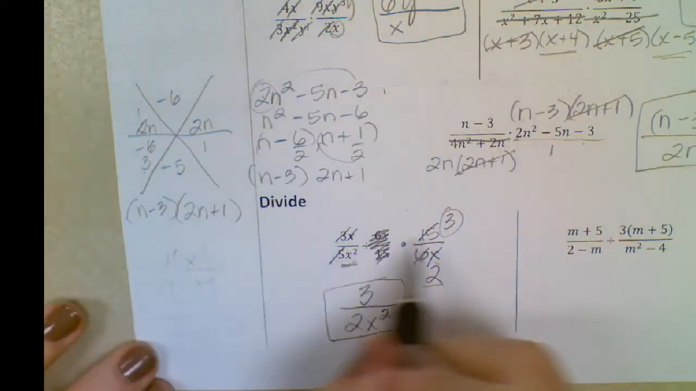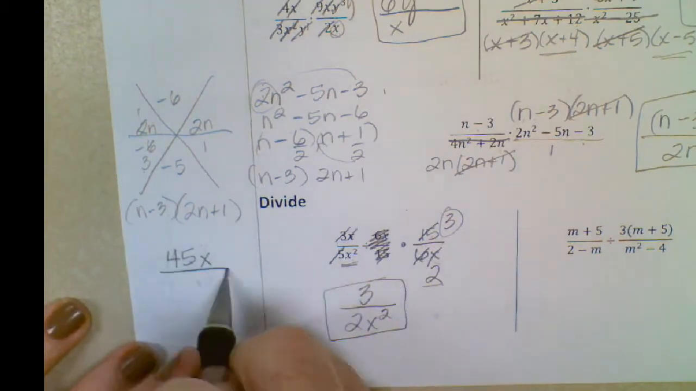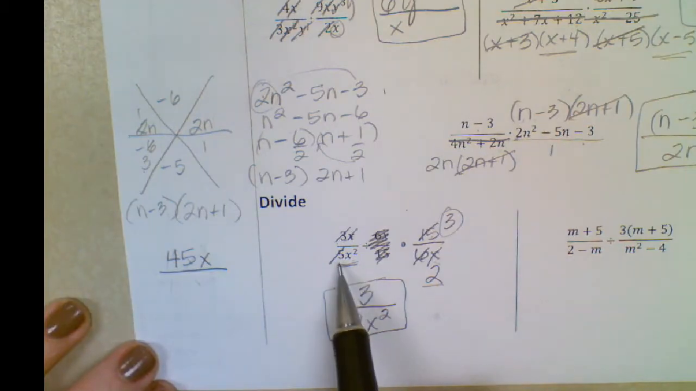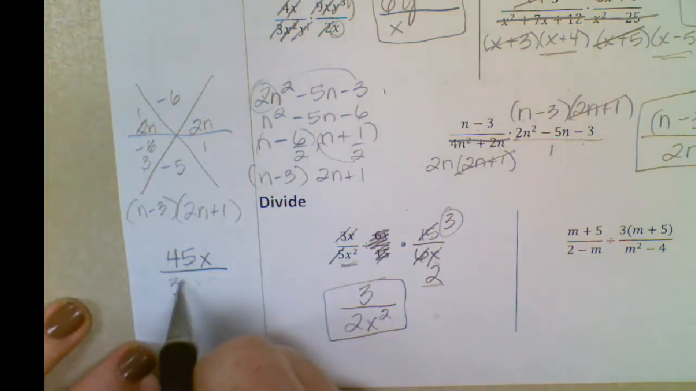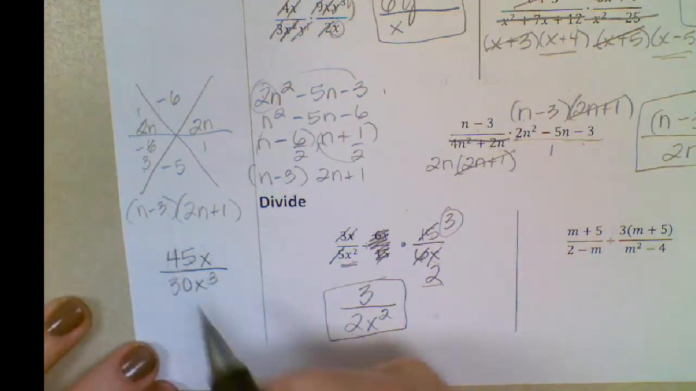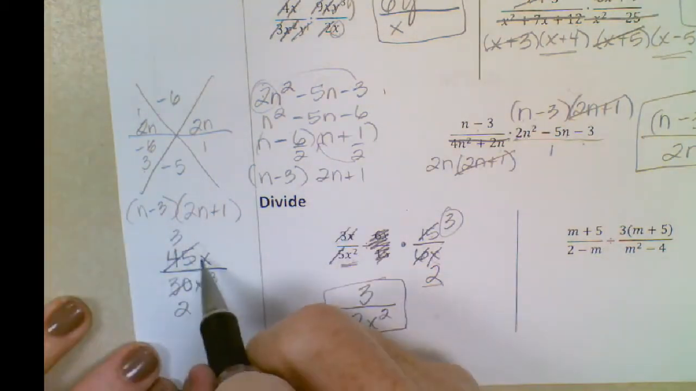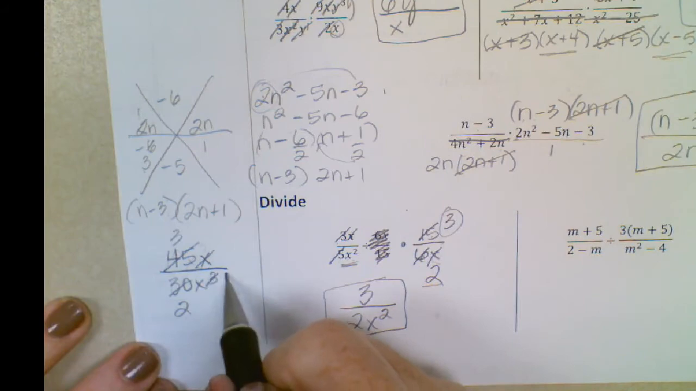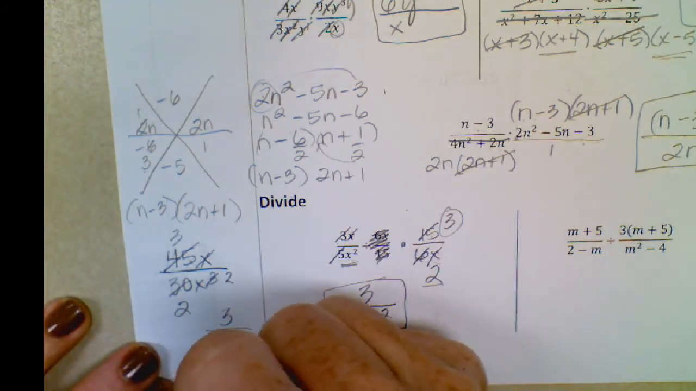Okay, when I flip it over, I have 3x times 15, which would give me 45x. Sorry about that. I was looking at the original problem. And on the bottom, I would have 5 times 6, which is 30, and x cubed. So we can still do that. 15 goes into 45 three times and into 30 twice. X cancels out, so I would have x squared in the bottom. So I would still get 3 over 2x squared.